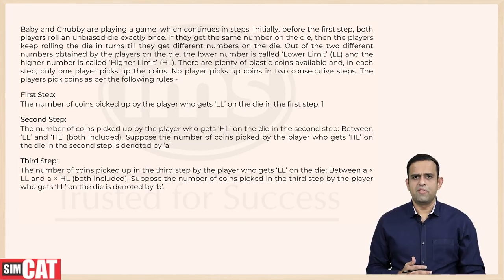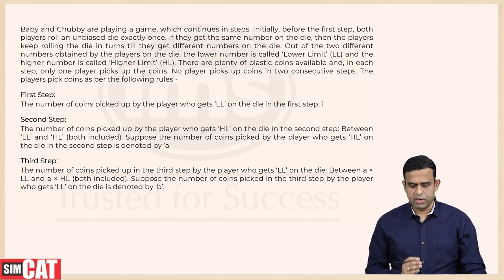The next set which we have is in the lines of a puzzle, or one can say a game scenario, and it's a difficult set to crack over here. Let's look at the set. Baby and Chubby are playing a game which continues in steps. Initially, before the first step, both players roll an unbiased die exactly once.